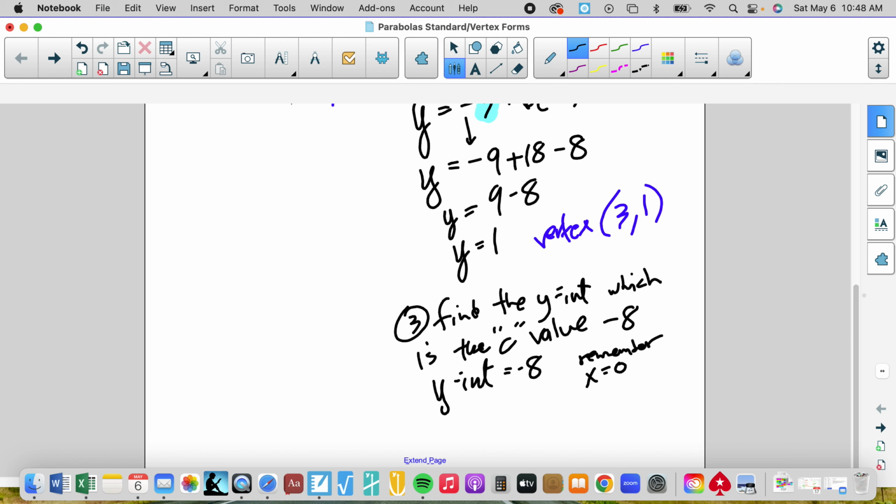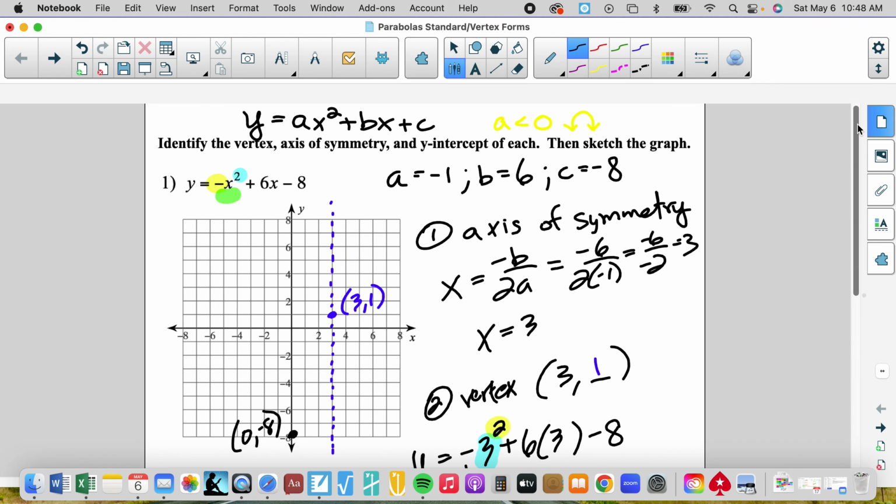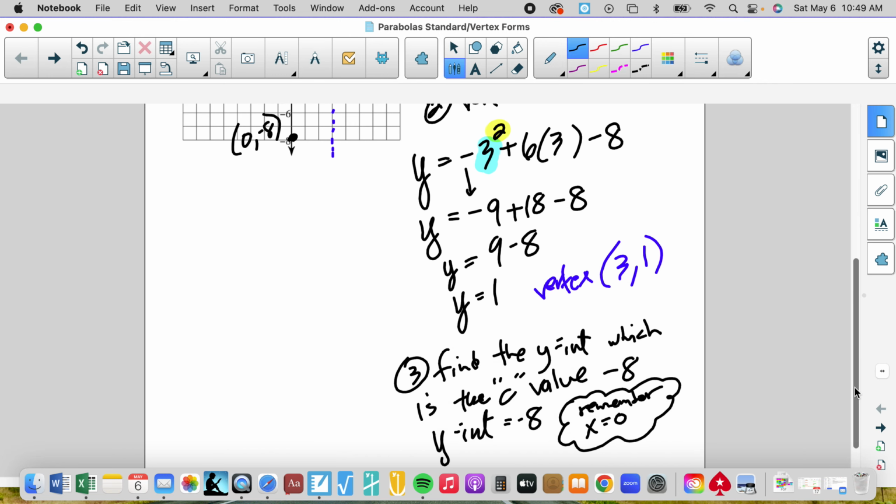The other thing that we should know about intercepts, a y-intercept, remember x equals 0 in a y-intercept. So if I plugged in 0, and plugged in 0, these values become 0. And that's why I'm left with -8. That's why it's so easy to find the y-intercept, that it's just going to be my c value.